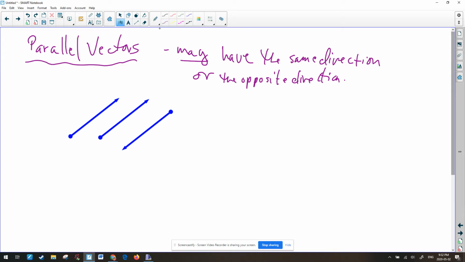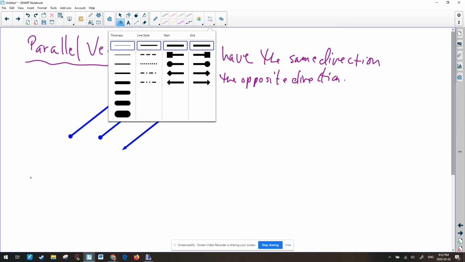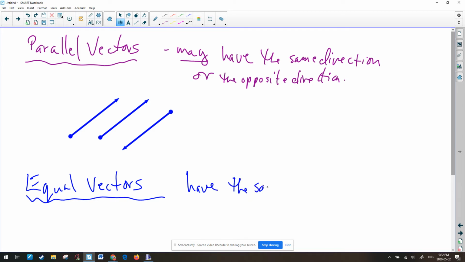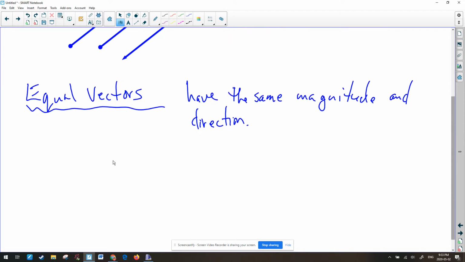On we go. This color, whatever color that is, probably the same one I've used before. And there are also going to be equal vectors. Again, very self-explanatory. Equal vectors mean they have both the same magnitude and direction. Okay, so same magnitude and direction make equal vectors.